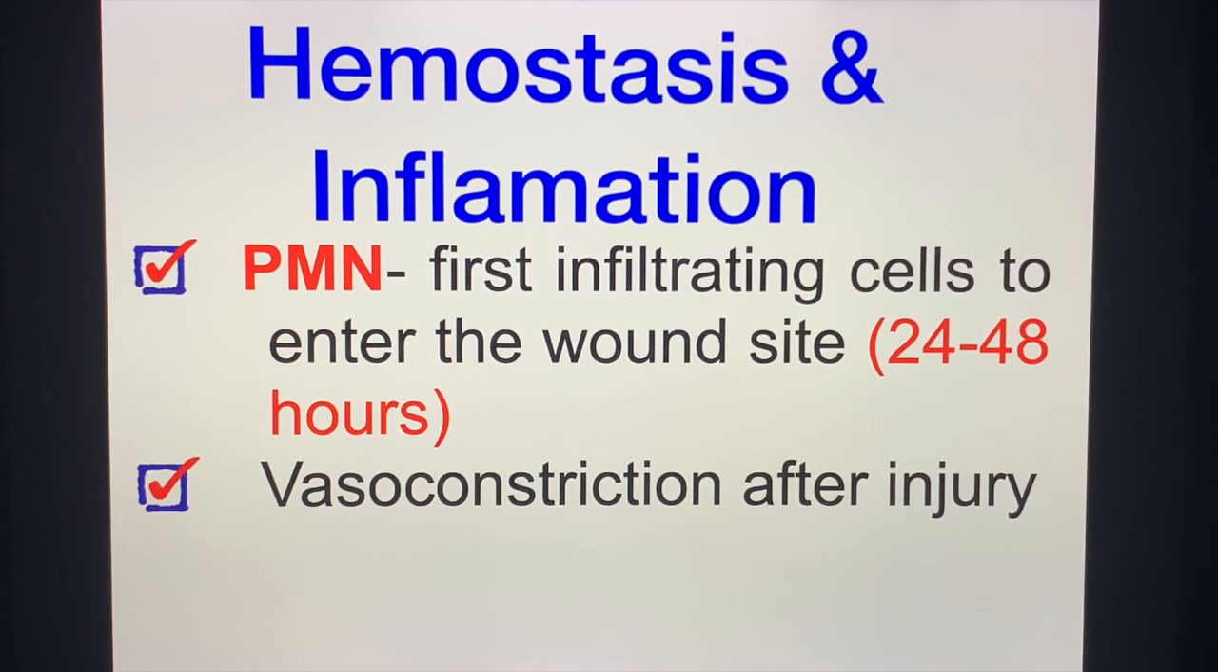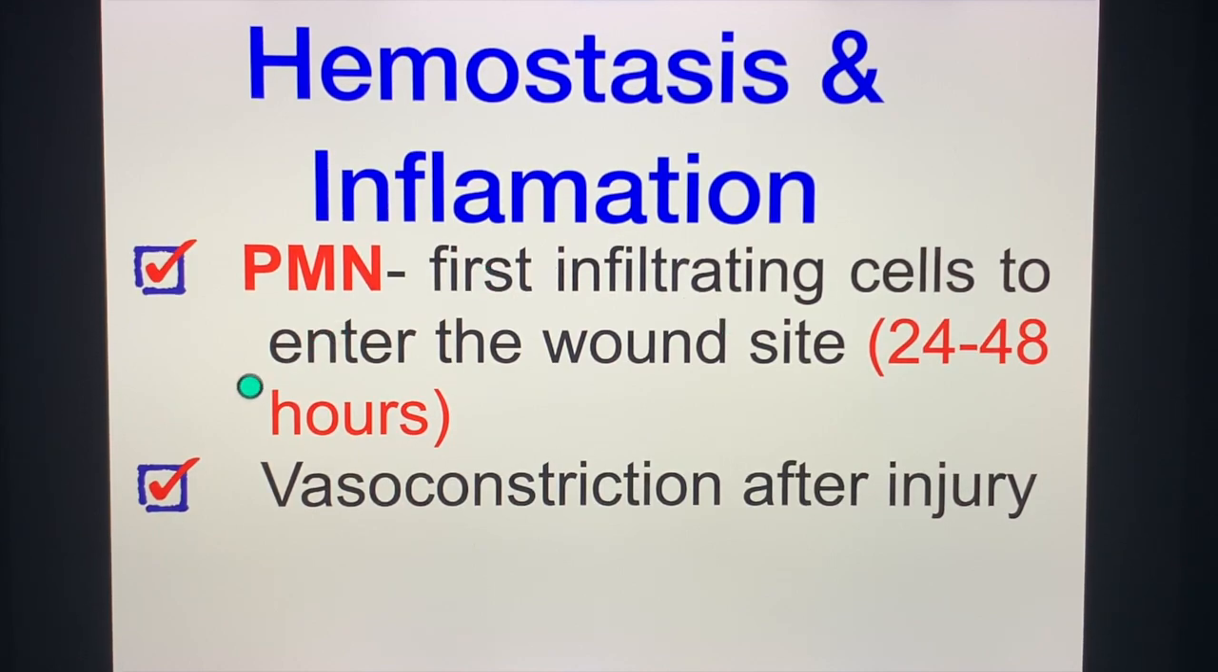Now, during the first 24 to 48 hours, the polymorphonuclears, or the neutrophils, are the first infiltrating cells to enter the wound site. And this usually occurs within the first 24 to 48 hours.